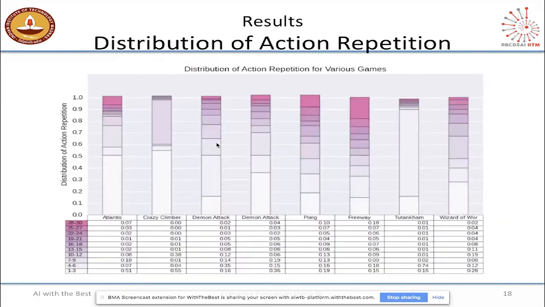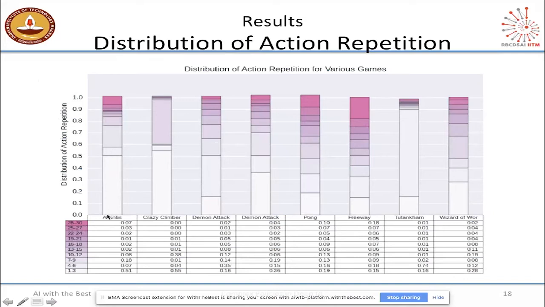And here is another figure that tells us that action repetition is truly useful, right? These are for different games, and the bars here tell you what fraction of the moves that were made in the game used a specific action repetition. So the more pink the bar is, the longer the action repetitions that were used. For example, here in Freeway, about 20% of the moves used action repetition between 28 and 30. So that essentially means that in many games we have large action repetitions.